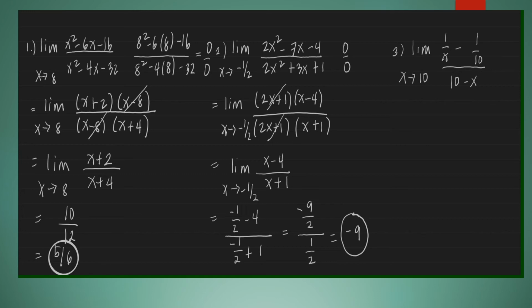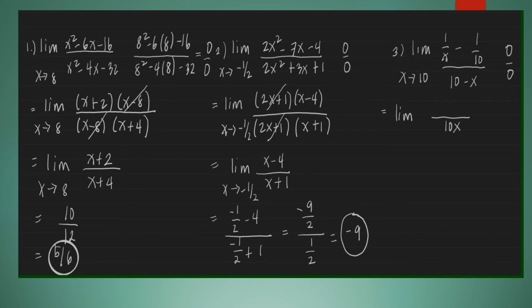Finally, we have the limit of 1 over x minus 1 over 10 all over 10 minus x as x approaches 10. When you substitute 10 on every x in the expression, you will be getting, again, an indeterminate of the form 0 over 0. So to simplify this one, what we are going to do would be to combine the fractions in the numerator, and the LCD will be 10x.